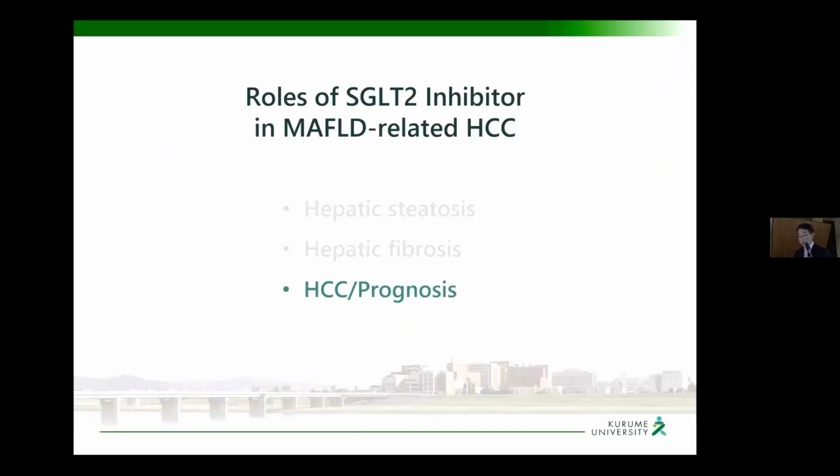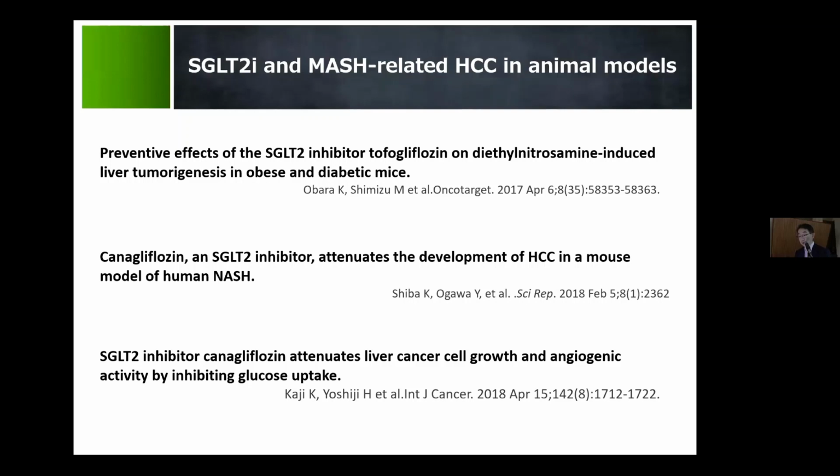And finally, I'd like to talk about HCC and the prognosis. As far as I researched, there are some reports investigating the effects of SGLT2 inhibitor on HCC in animal models. Obara and Professor Shimizu from Gifu University reported the preventive effects of the SGLT2 inhibitor dapagliflozin on tumorigenesis in obese and diabetic mice. Then Shiba and Ogawa from Kyushu University reported that canagliflozin, also an SGLT2 inhibitor, attenuates the development of HCC in a mouse model of NASH.